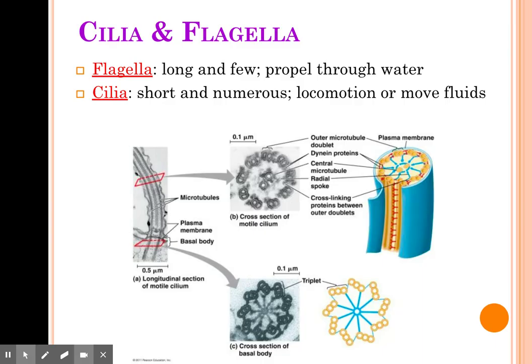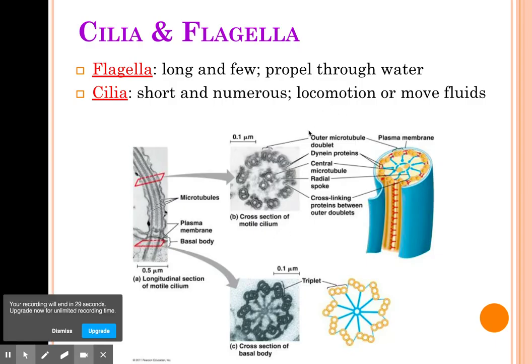We also see them in fallopian tubes, or what we're now calling oviducts, to move the egg from the ovary to the uterus. So that's their job, is to move things along, or if it's a single-celled organism, they can actually be used for locomotion as well. And they do have that 9+2 pattern of microtubules.